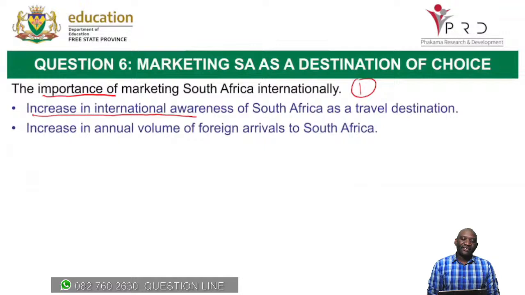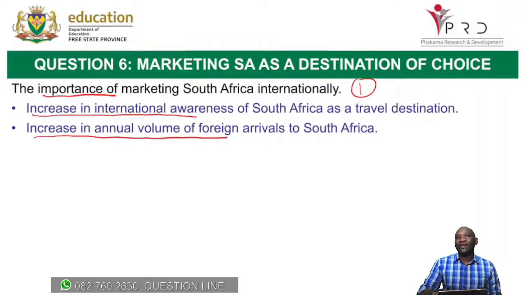And what is the other reason? To increase the annual volume of foreign arrivals. When you look at South Africa, we know that before COVID, South Africa was reaching towards almost 12 million people coming into the country annually. And these are foreign arrivals. And you know the impact that foreign arrivals have in the country. They bring a lot of foreign currency. There are a lot of jobs that are actually created when foreign arrivals or foreign visitors come into the country.